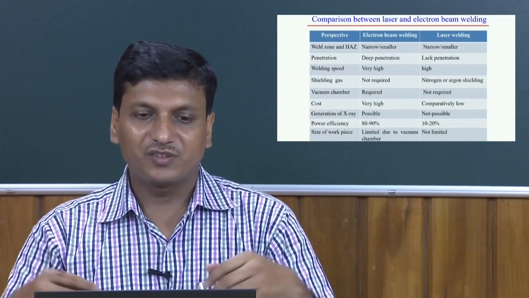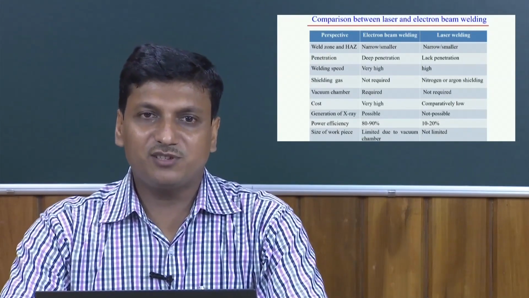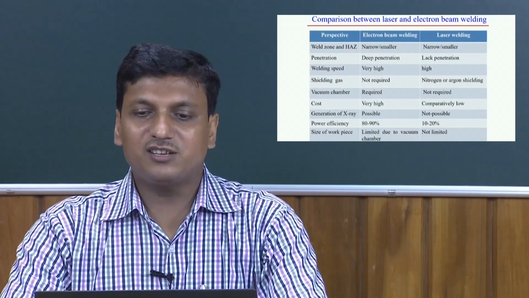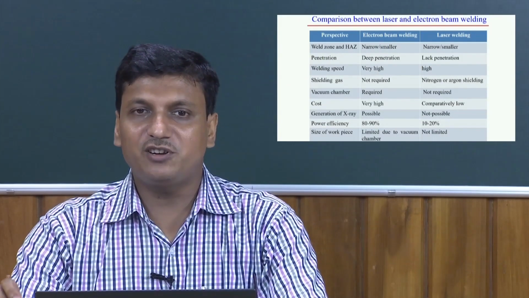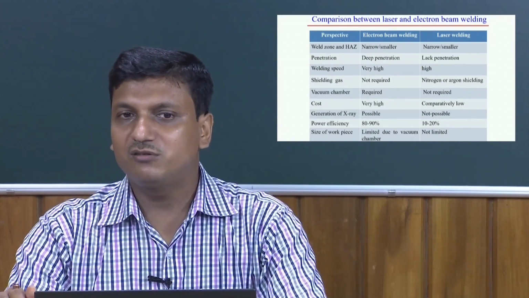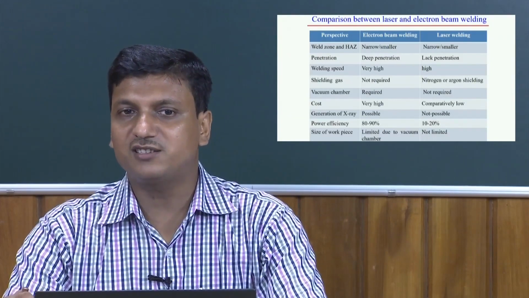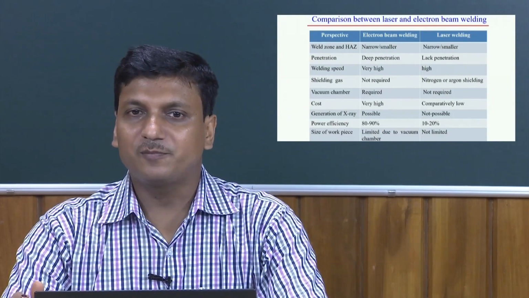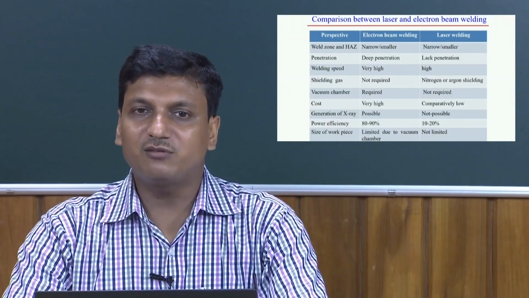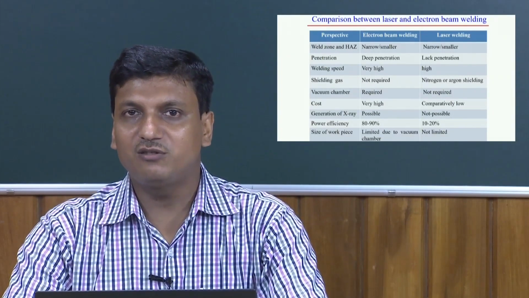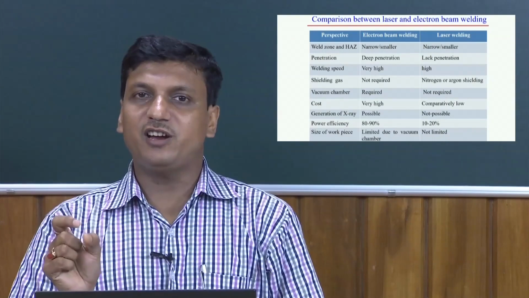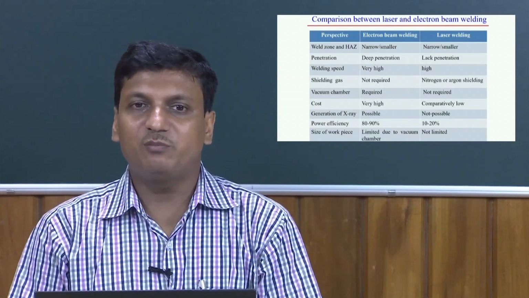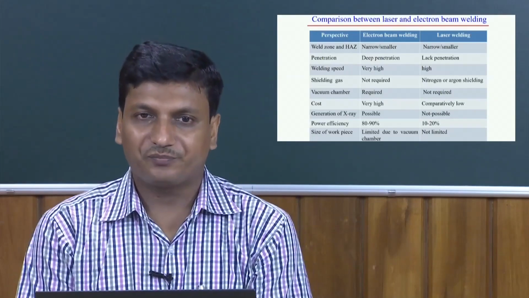First is the weld zone and the heat affected zone. In the case of the electron beam welding process, it is a very narrow, very small weld zone, but it can create a high depth of penetration. In laser welding also we can find a narrow and smaller weld zone, but the depth of penetration is less as compared to the electron beam welding process.